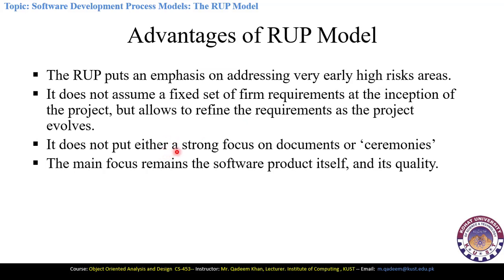It doesn't put a strong focus on the documentation or the ceremonies. It means that there will be no high-level documentation here in the Rational Unified Process model. So all the energy will be consumed on the product's development here. The main focus remains on the software product itself and its quality. So in the Rational Unified Process model, our main focus is on quality, because we create the products in terms of their architecture, and the main achievement in architecture is the quality.